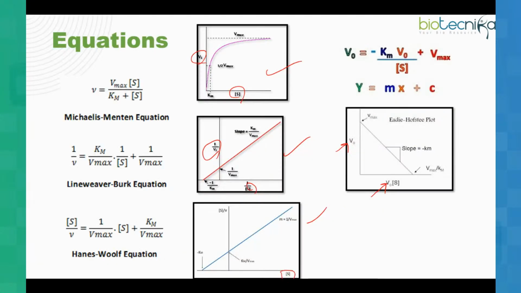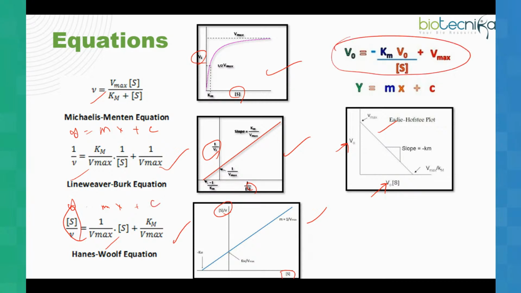For this you need to know the equations also. This is the MM equation, this is Lineweaver, this is Hanes-Woolf, but they have not been given in the same format. This is all a straight line graph equation, so all of them will be in the form of y equals mx plus c. In the y-axis you take S by v. Here also mx plus c. Since the slope here is minus Km, you are seeing a reverse line in Eadie-Hofstee. It has a negative slope.